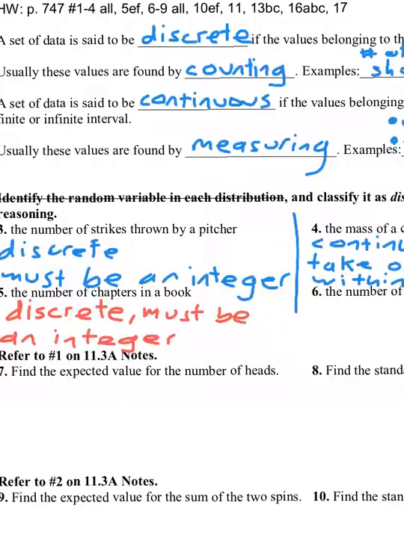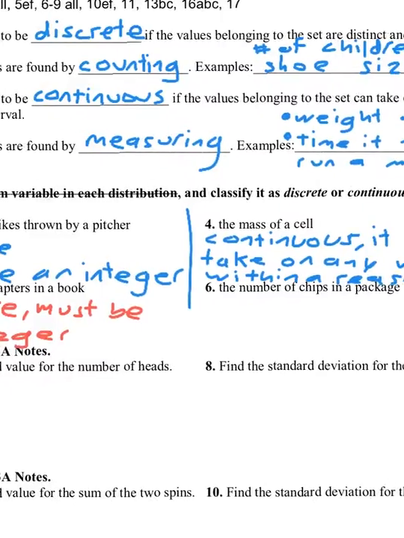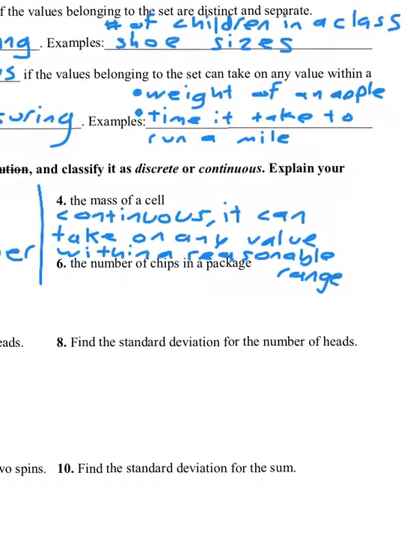The number of chips in a package. Some people might argue that what if the chips are broken? So let's just assume they're poker chips. So this is also discrete. We find them by counting. They can only go up by 1 at a time. So I'll say this is discrete. Must be an integer.